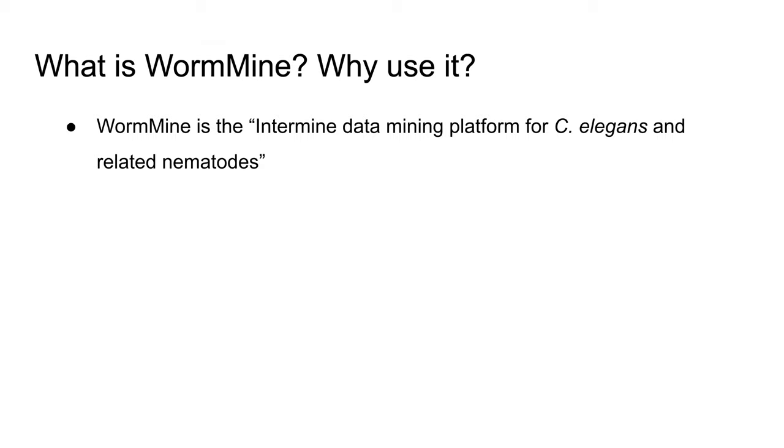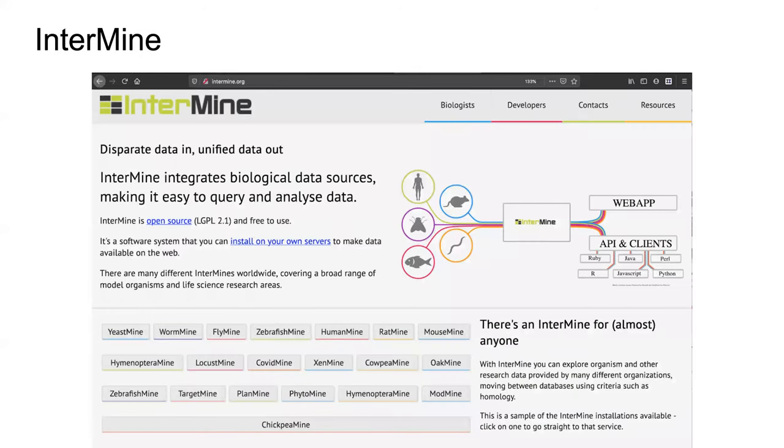So first of all, what is WormMine? Why use it? WormMine is, quote from the website, an InterMine data mining platform for C. elegans and related nematodes. So the important bit there is it's a data mining platform. So what is InterMine? Well, InterMine is a software package that basically takes in data from several different model organism databases, genomic and gene-related data, and processes it and provides it in a standard user interface or via standard APIs so that the data can be accessed programmatically. There's a number of different versions, as you can see in the bottom here.